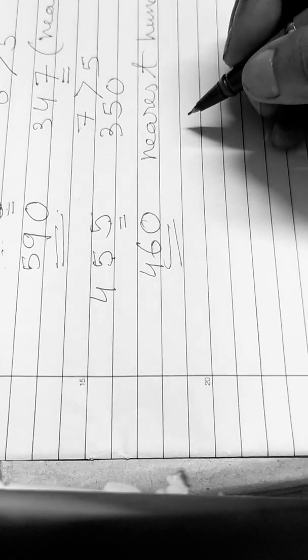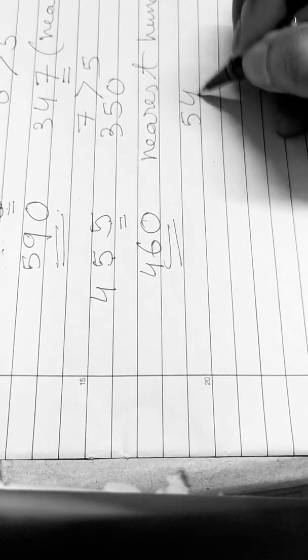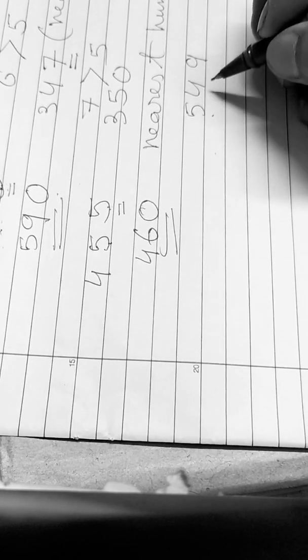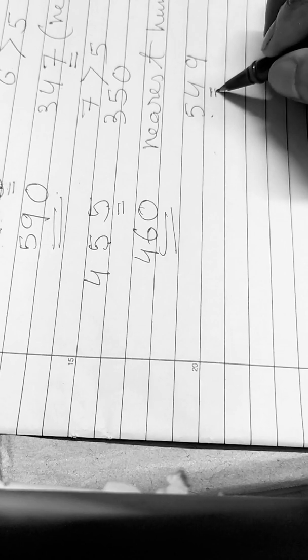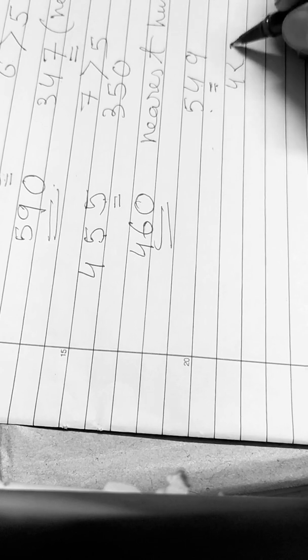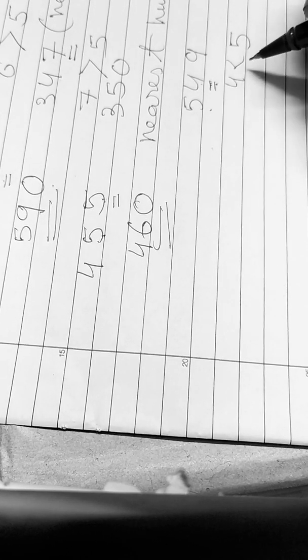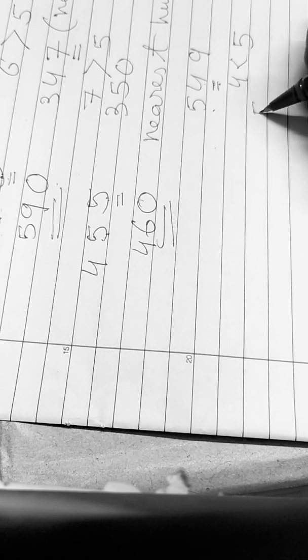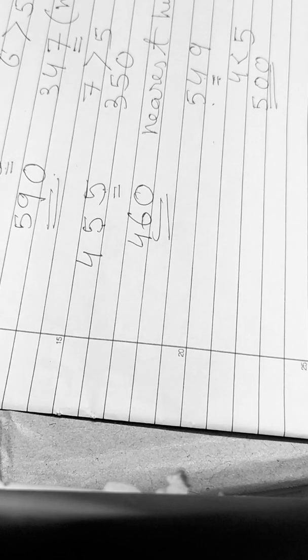Nearest 100, then what will we do? It's better to solve it by taking an example, like 549. Nearest 100 means you will see the digit which is present at the tens place. So at the tens place, what? 4, and 4 is less than 5. Clear? So what will happen? If it is less than 5, then the digit at tens place and unit place will become 0. So nearest 100, it will become 500.